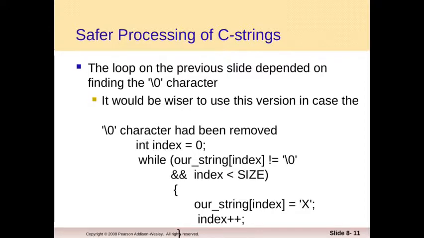The next slide, slide 11, suggests that there's a safer way of doing that. If you know the declared size of the array, then you can put a kind of shield, a guard, in place. And that guard is that you don't just look for the \0. You also check whether the index is less than the declared size. And if the index becomes equal to the declared size, then you stop processing.